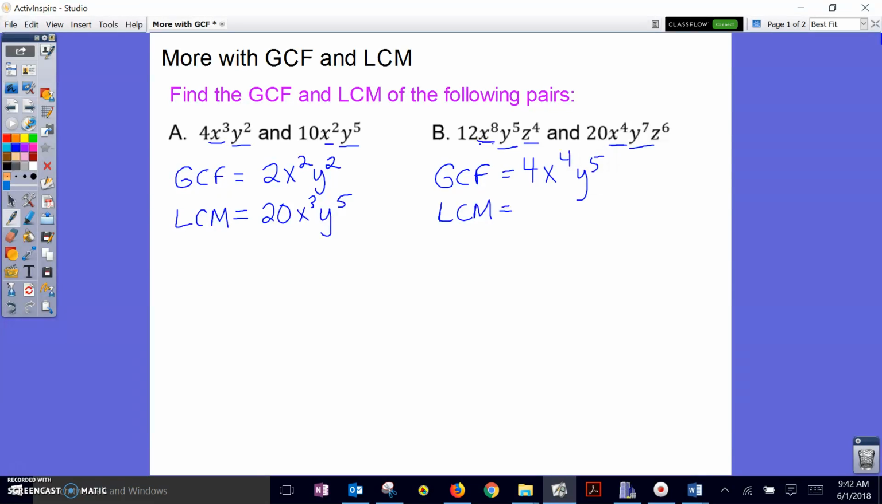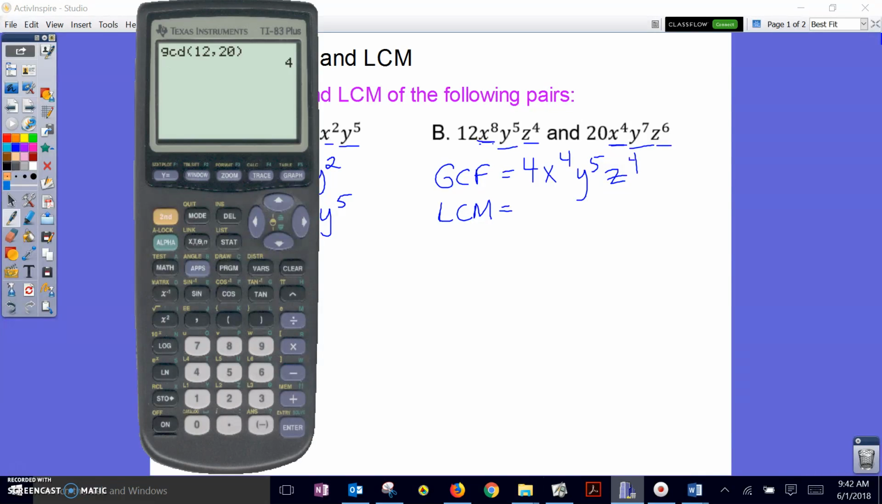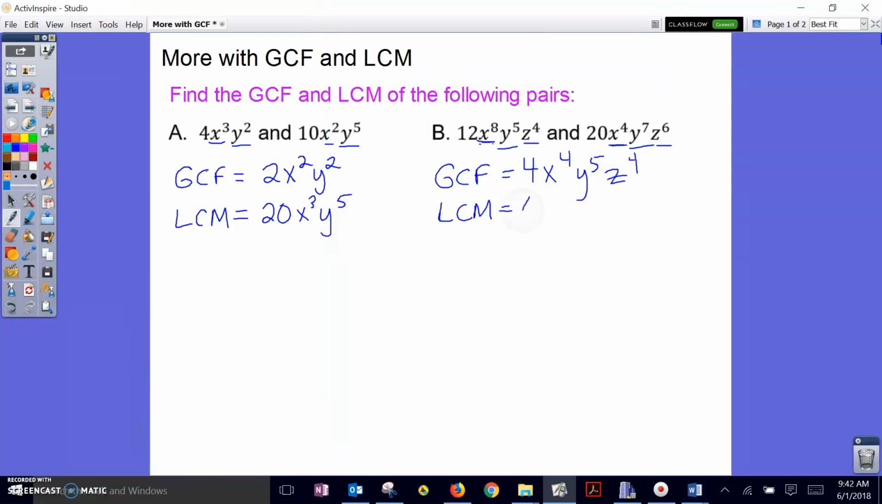And we've got z to the 4th and z to the 6th. The smaller of those powers is z to the 4th. And there's my GCF. Now my LCM. Go ahead and find the numerical portion on the calculator. It's 60.